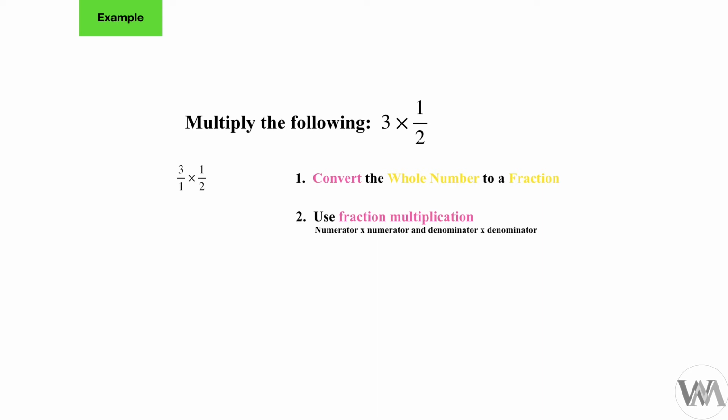Our second step is to use our fraction multiplication. That means that we are going to do numerator with numerator and denominator multiplied by denominator. So we're going to say 3 times 1 over 2 times 1, or 1 times 2. And we are going to get to the answer 3 over 2. Now we should notice that 3 over 2 is an improper fraction. So we are then going to convert it to a mixed number to get 1.5.